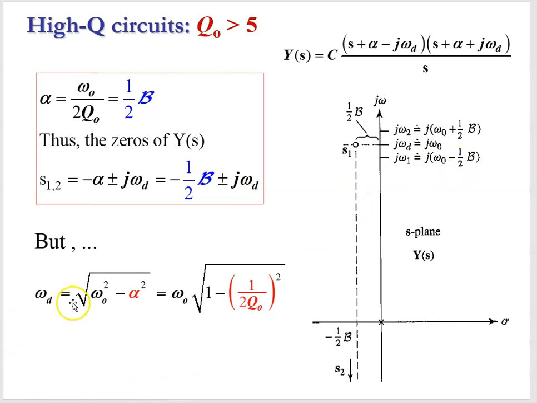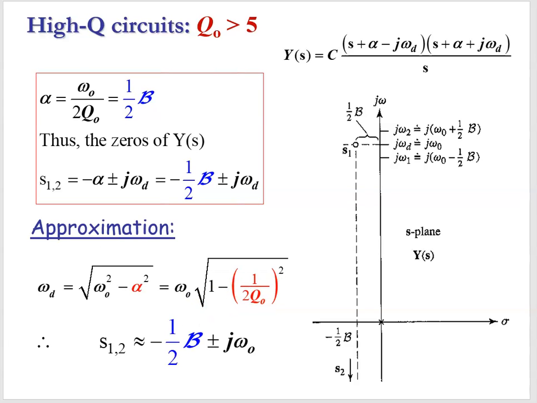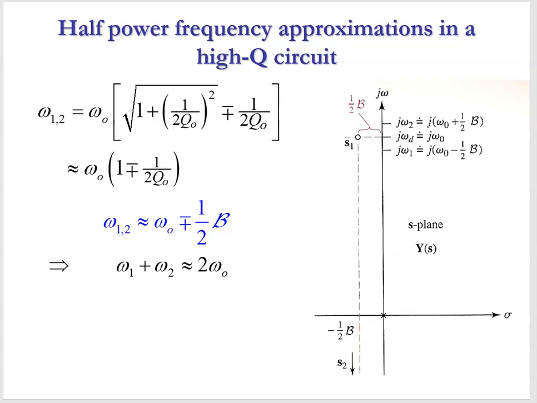So let's show that. If we look at our omega d, we can substitute in for our quality factor. That's omega naught times the square root of 1 minus alpha squared, 1 over 2 times the quality factor squared. If we're at high Q approximations, this number, for example if it's 5, that's 1 over 10 squared, so that's 1 over 100. So we're really approximately equal to 1/2 the bandwidth plus or minus just our j omega naught, right? It's really 1/2 the bandwidth plus or minus j omega naught there.